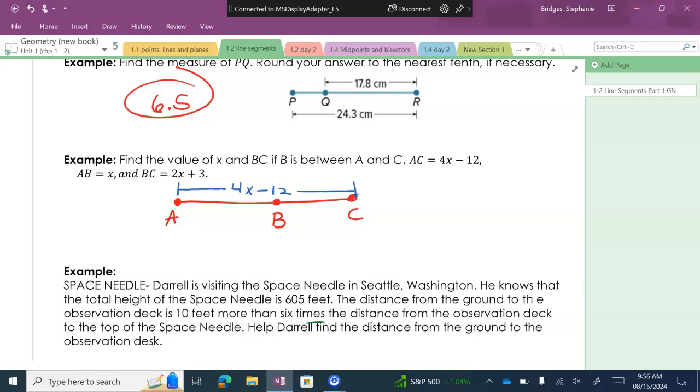This is also where some people get mad because they're like, I'm getting the geometry and I'm digging it, but now you're throwing in some algebra and I don't like that so much. Okay, that's what we have to do. What does it tell me about AB? It's just x. So let's label AB as x. And what does it say about BC?